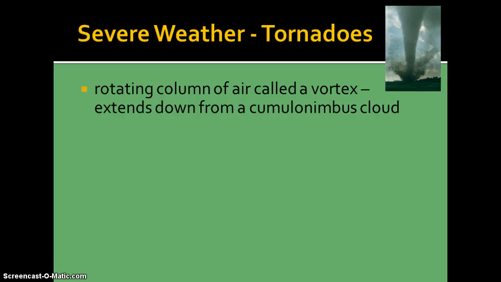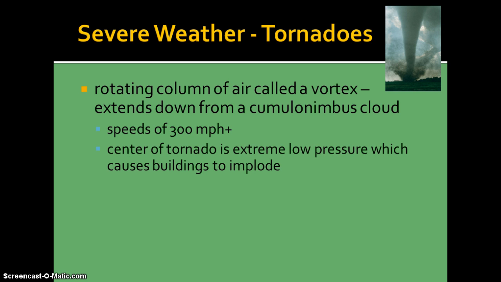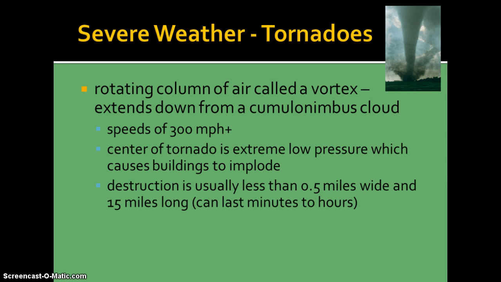All right, one of our severe storms we're going to look at are tornadoes. We call the actual spinning air or rotating column a vortex, and this is what extends downward from a cumulonimbus cloud. They can get over 300 miles per hour in wind speed. At the center is extreme low pressure, and we know with low pressure you have rising air. So this low pressure kind of creates that sucking power of a tornado.